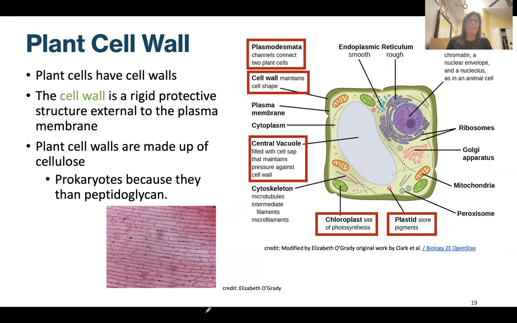They're made up of cellulose, which is for the most part kind of like paper, or we even reinforce that with lignin, and it's wood. I already mentioned that prokaryotes, their cell walls are made up of peptidoglycan, which is a sugar.